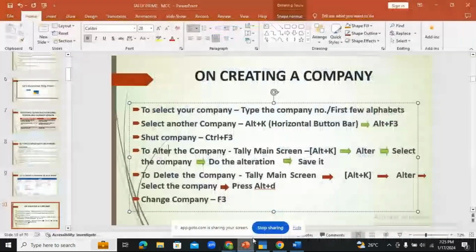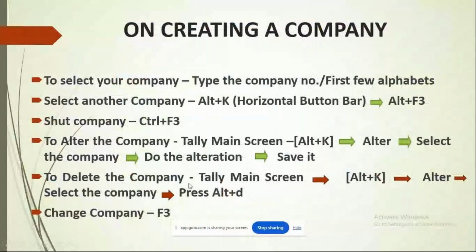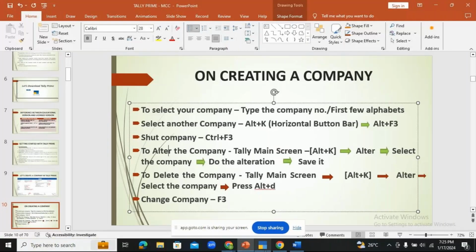Yes, we have the last two options here, to delete the company and to change the company. Delete, I'll come to at the last. First, let me go to the change company. What is this change company? See, that time I had created two companies. One is NICT, one is NICT Malaysia. So now I'm going to select back NICT Malaysia so that both the companies are displayed in my Gateway of Tally screen. So I'm going to go back to my Gateway of Tally screen.